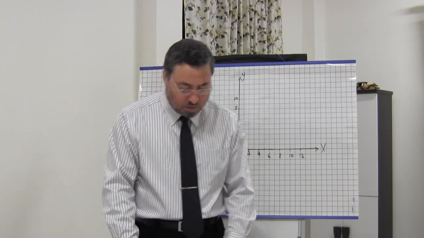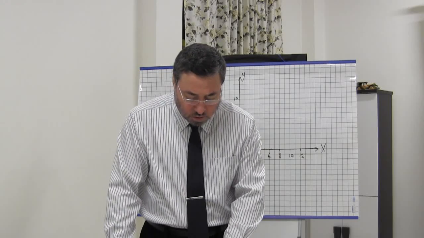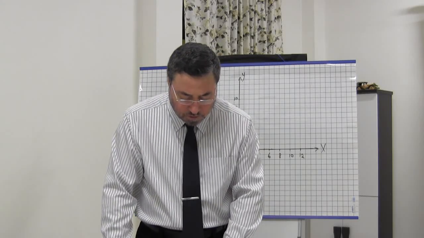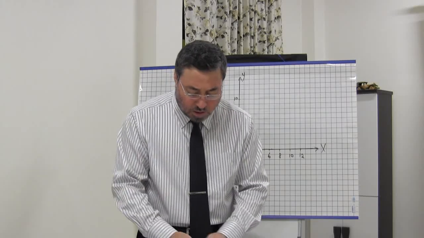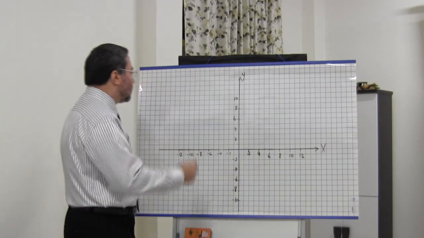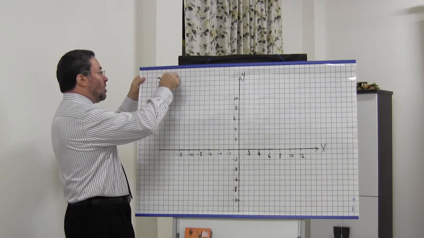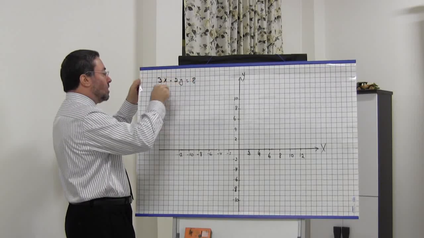Page 427. We start with number 10. Find the slope m and the y-intercept b. We're going to graph this equation, 3x minus 2y equals 8.